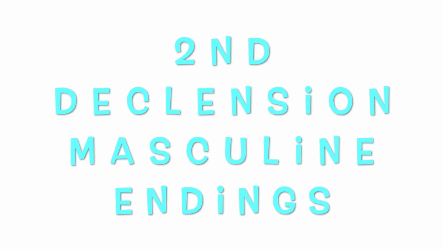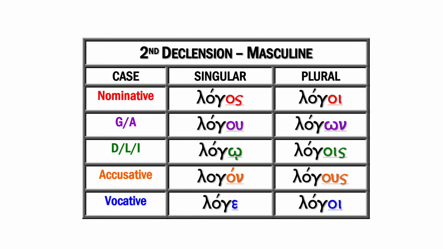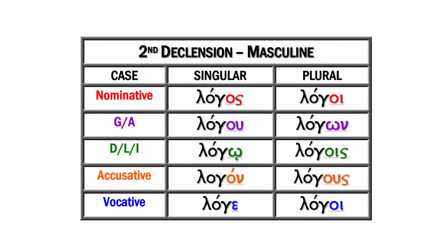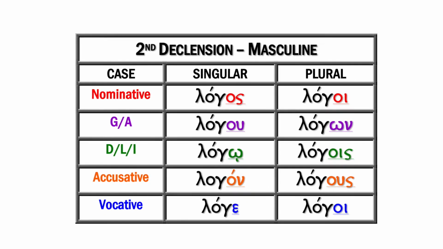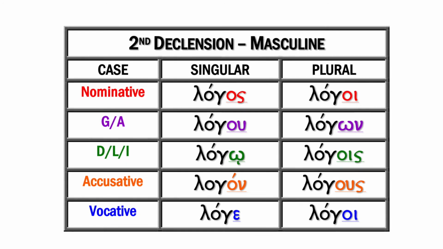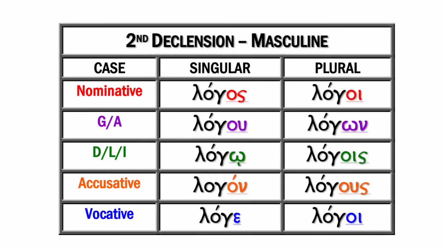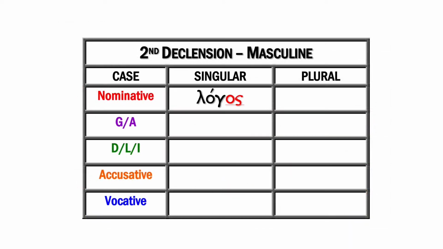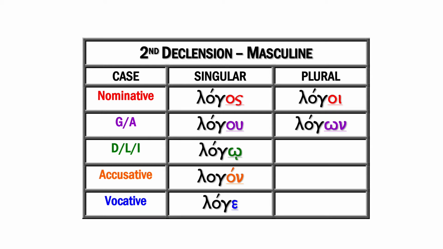Now I'm going to go over those second declension masculine endings again, but I'm only going to say the endings. They are underlined and color coordinated for you to match the case. That's how I memorized these declensions. Os, ou, o, on, e, oi, on, ois, ous, oi.